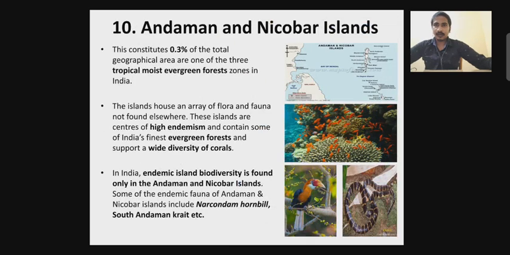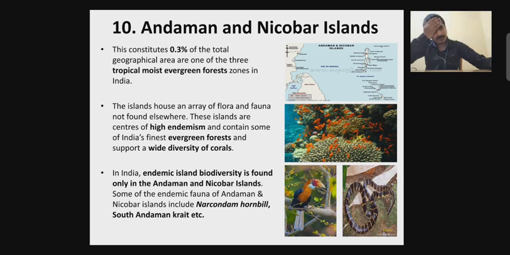Now, Andaman and Nicobar Islands. These constitute 0.3% of the total geographic area and are one of the tropical evergreen forests. The islands house an array of flora and fauna not found elsewhere. These islands are centers of high endemism and contain some of India's finest evergreen forests, and support a wide diversity of corals. Now, what do you mean by endemism?